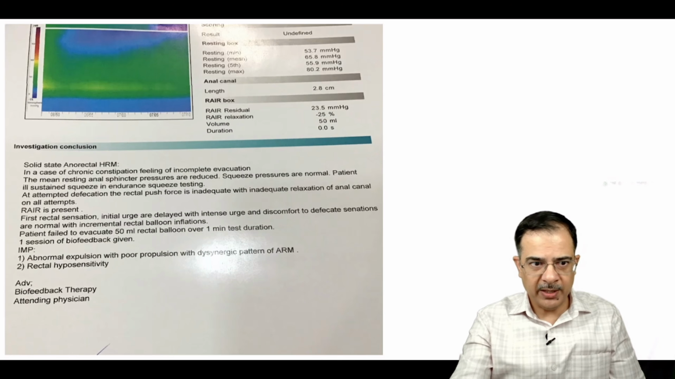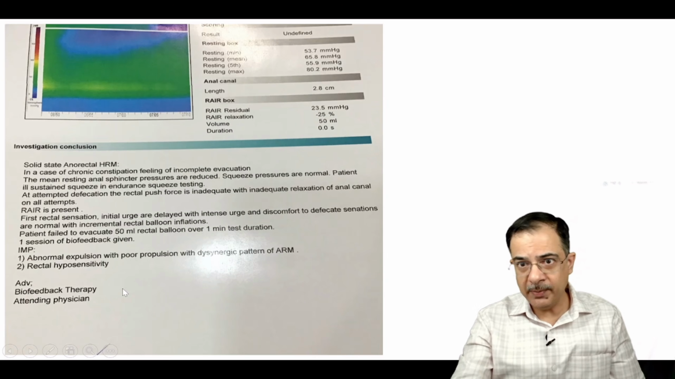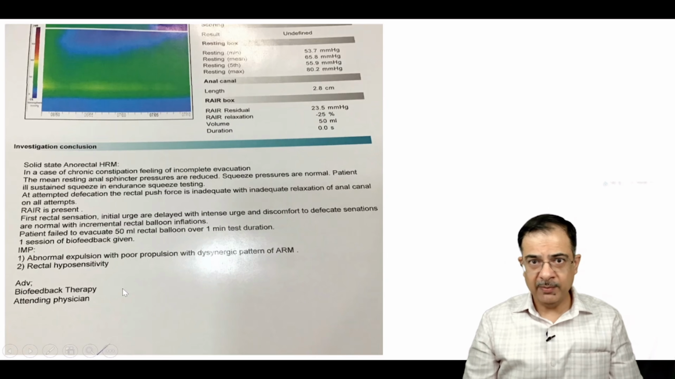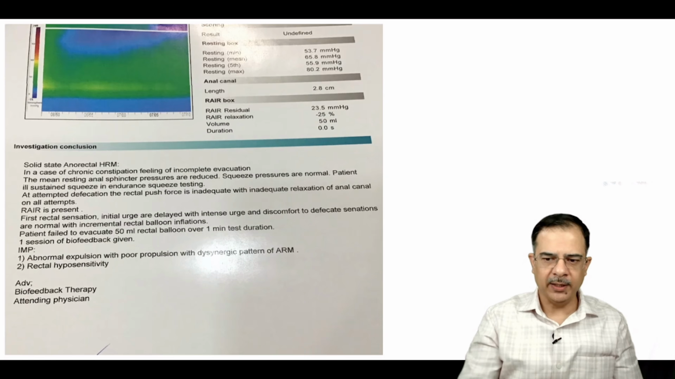So what was the treatment in this patient? Treatment was one session of biofeedback. So it was appropriate treatment, and the patient was advised biofeedback therapy only. And when the patient did biofeedback therapy, after 3 months symptoms were much better.